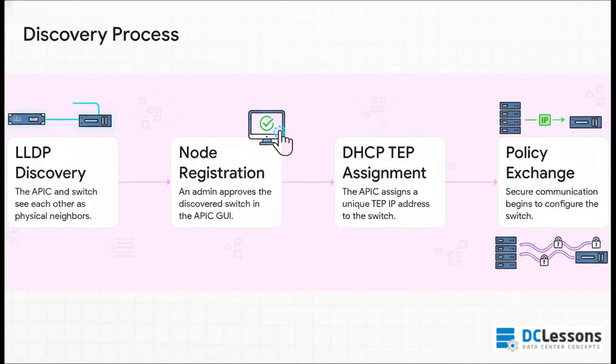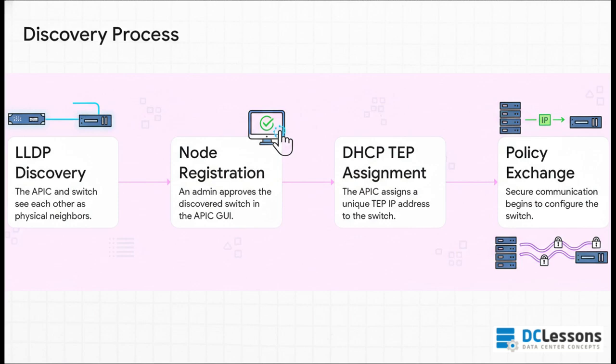So let's just walk through it. First, using LLDP, the APIC and the switch literally just see each other on the wire. At that point, the switch pops up inside the APIC's graphical interface, just waiting for an admin to say, "Yep, I know you, come on in." The admin gives it a name and a node ID, and that's the official registration.